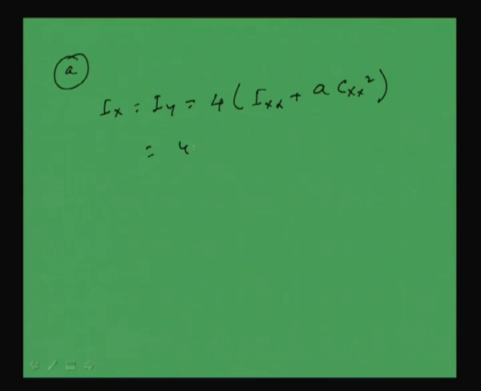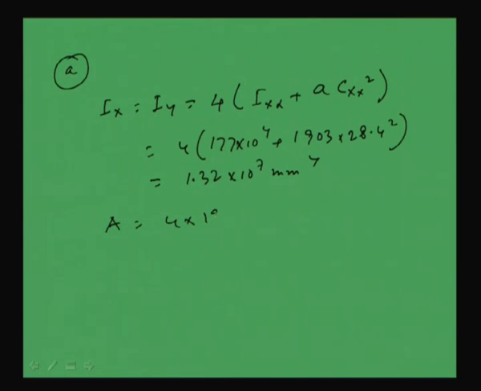So this will become 4 into Ixx. The values are 177 × 10^4, area is 1903, and Cxx is the CG distance 28.4. So this we are going to get 1.32 × 10^7 millimeter to the power 4, and total area will become 4 × 1903 = 7612.